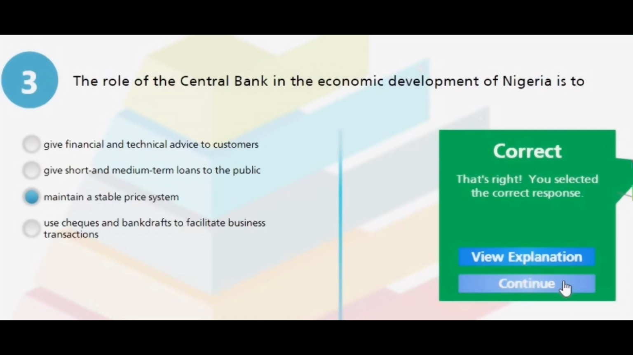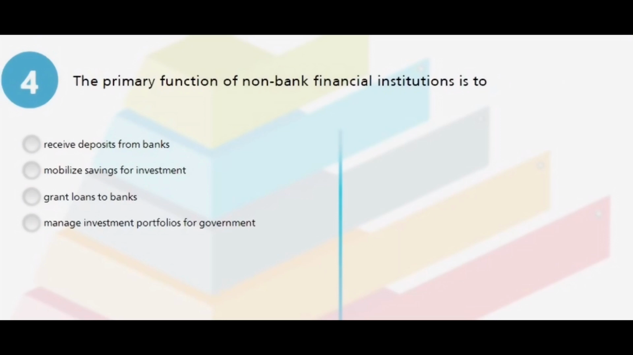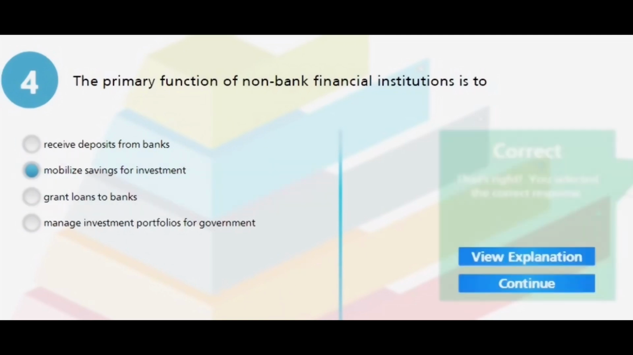The next question. Question 4. The primary function of a non-bank financial institution is to do what? The right answer is to mobilize savings for investment, which is B. Okay, we have other options: to receive deposits from banks, grant loans to banks, manage investment portfolios for government. No, the right answer is to mobilize savings for investment. That is the primary function of non-bank financial institutions.